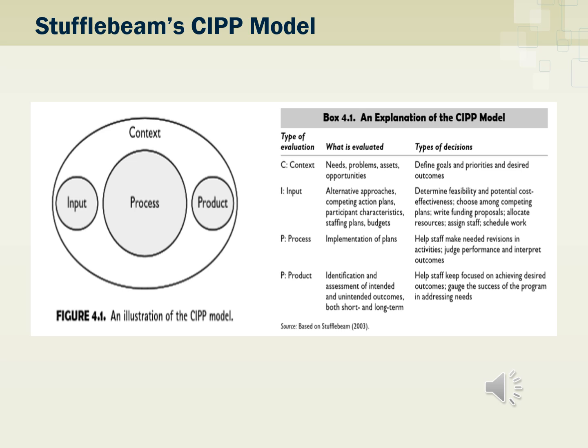The CIPP model stands for the four components: context, input, process, and output. In your textbook, you will find this graphic of the CIPP model. First, context evaluation is to obtain information about the organizational context to determine the intervention needs and identify objectives for the intervention. So it's to define goals and priorities as well as desired outcomes.